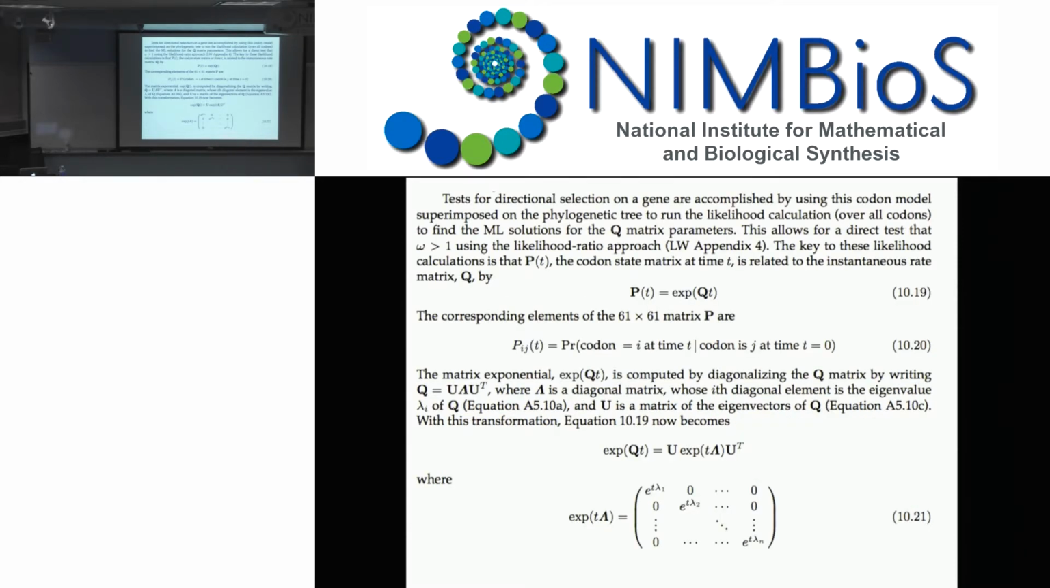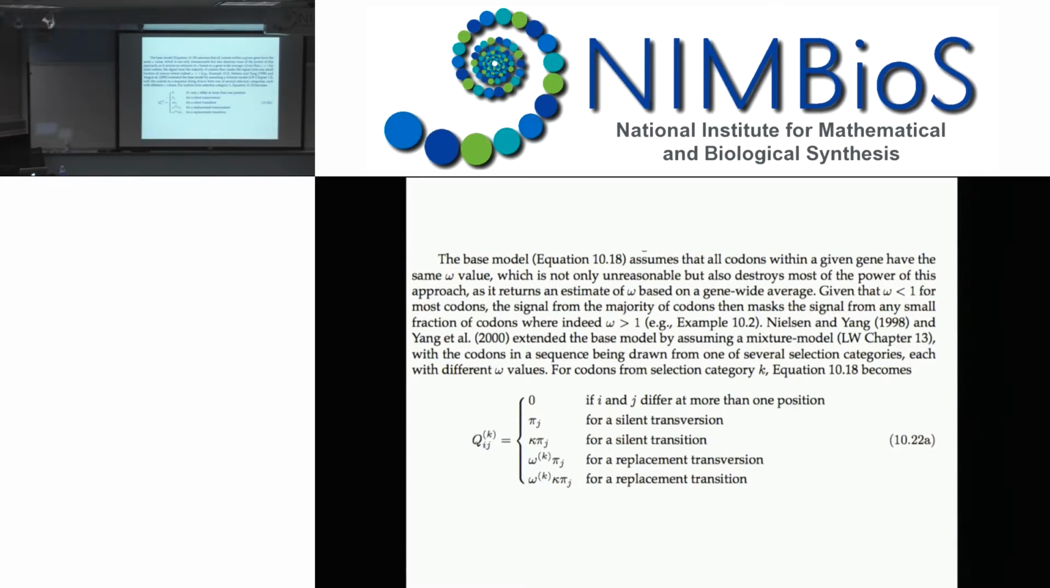We can then ask, what does that pattern look like after time t? So what's the probability the codon is i at time t, given it's j at time 0? I can write this as this expression here, where Q is that transition matrix. I can then write this expression in terms of the eigenvalues of that. I can then solve for these certain things. That's what likelihood does under the hood.